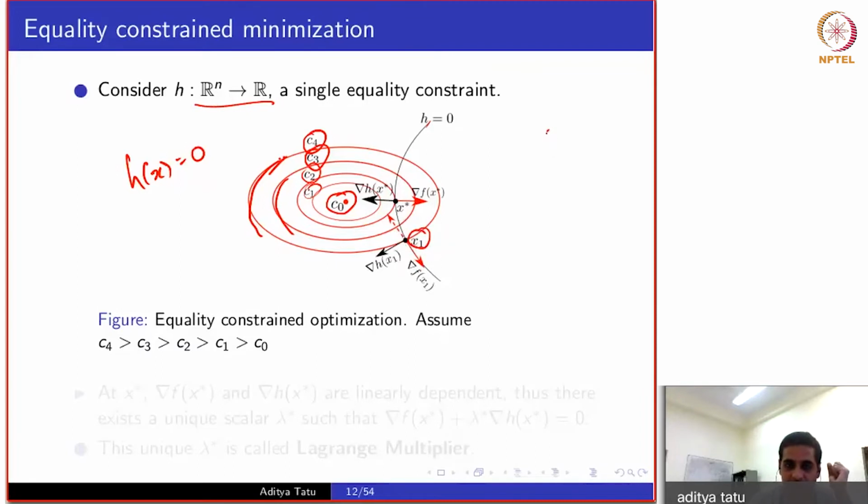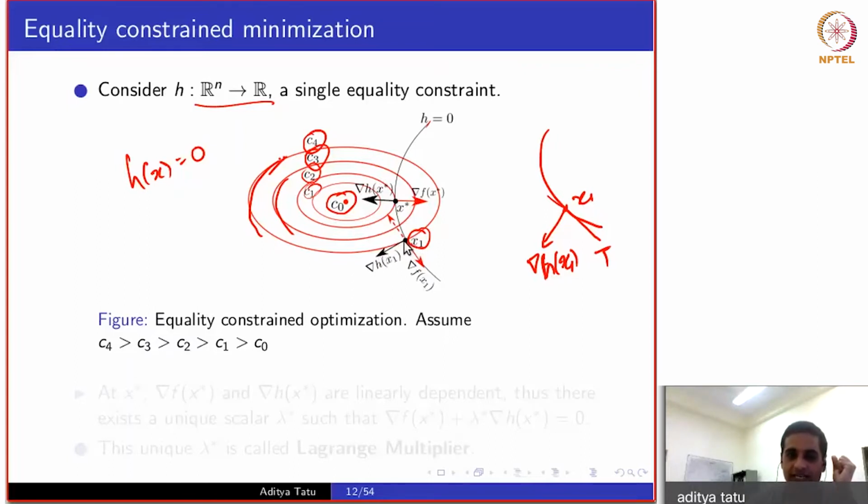Basically, you can think of it as if this is a curve h equals 0. Maybe I'll draw a separate picture here. This is my x1. I can have a tangent to the curve here. Then this gradient of h will be orthogonal to the tangent. This is my gradient of h. Does that make sense? Yes, sir.